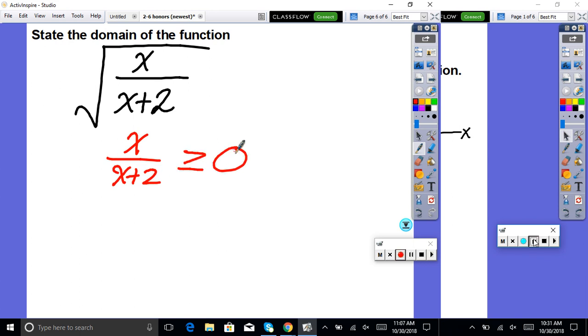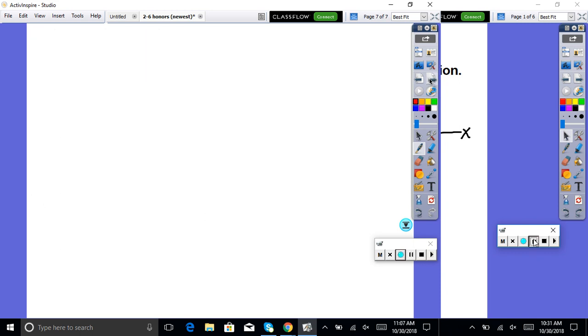It needs to be greater than or equal to 0. We would make our little number line. Okay, awesome. That's the end of the lesson.